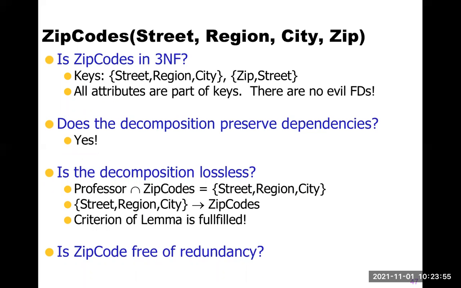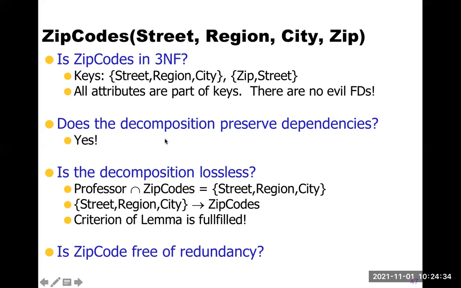Let's check, and we've already done this, whether the zip codes table, street, region, city, and zip, is in third normal form. It has two different keys. We check that all attributes are part of keys, so we have no violated functional dependencies. So we have no attributes that are non-keys. So this decomposition follows third normal form due to this fact.